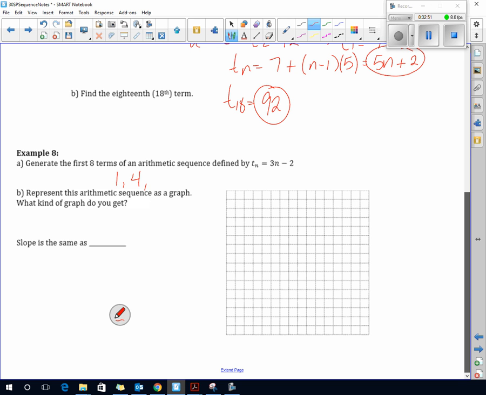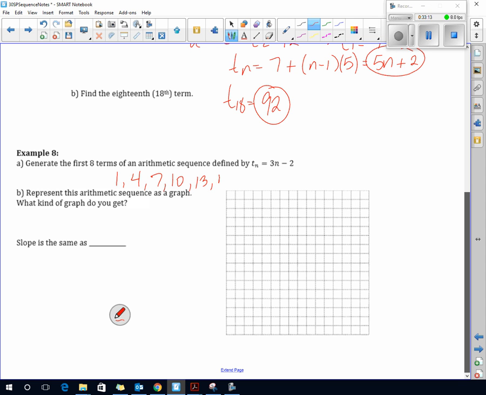So what would my next one be? 7. Then what? 10. After this, you don't probably want to use this formula. You just want to probably go up by 3. It's much easier. 13, 16, 19, 22.